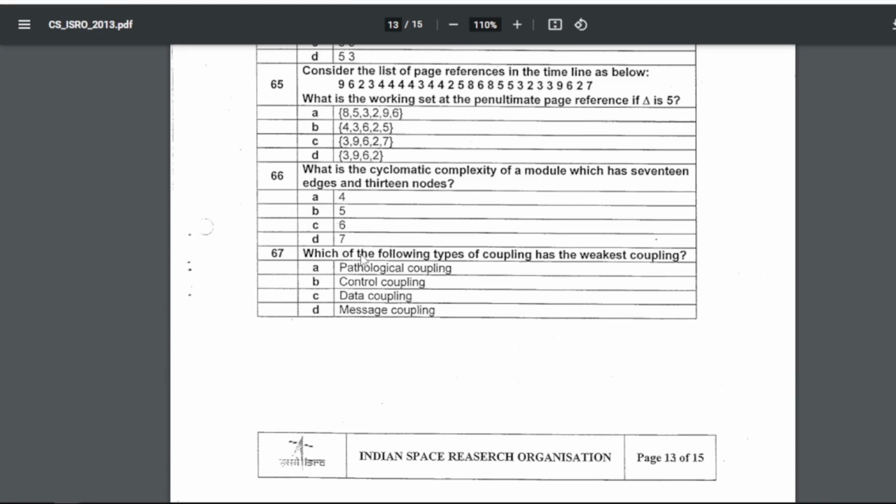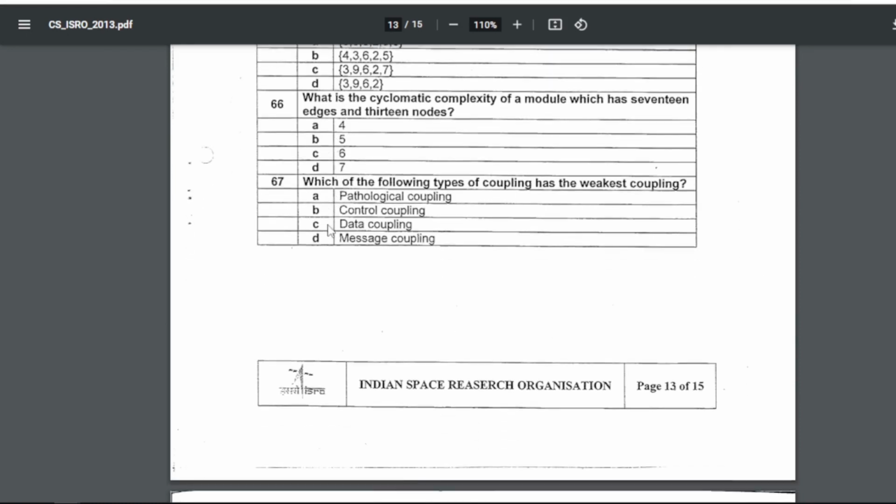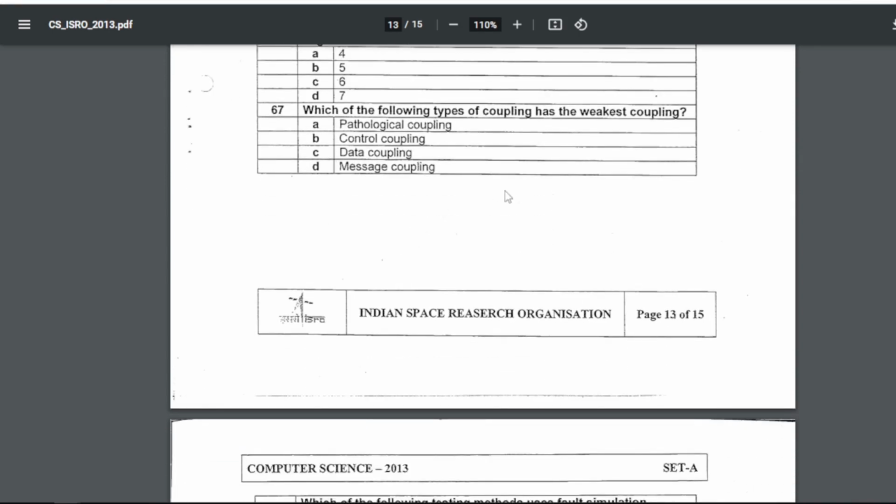Question number 66 is, what is the cyclomatic complexity of a module which has 17 edges and 13 nodes? So for 66, your answer will be C, that is option number 6, because cyclomatic complexity is E minus n plus 2, where E is the number of edges and n is the number of nodes. So E, that is 17, minus n, that is 13, plus 2, will give you 6.